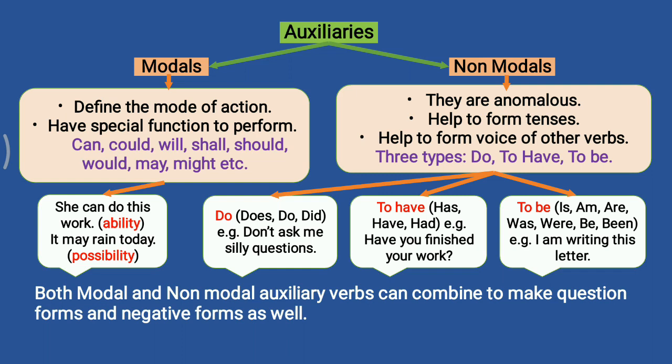For example, do not ask me silly questions. To have, it can be used in the form of has, have and had. For example, have you finished your work? To be, its forms are is, am, are, was, were, be, been. For example, I am writing this letter. So both modal and non-modal auxiliary verbs can combine to make question forms and negative forms as well.